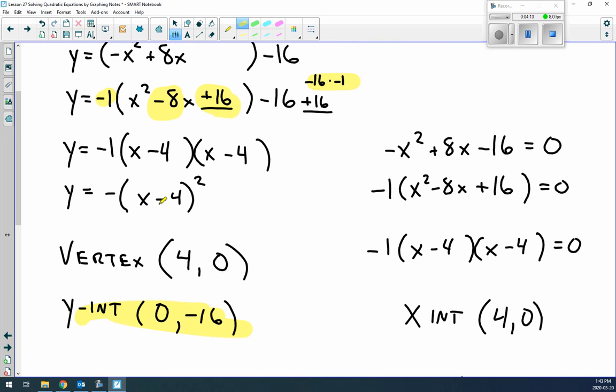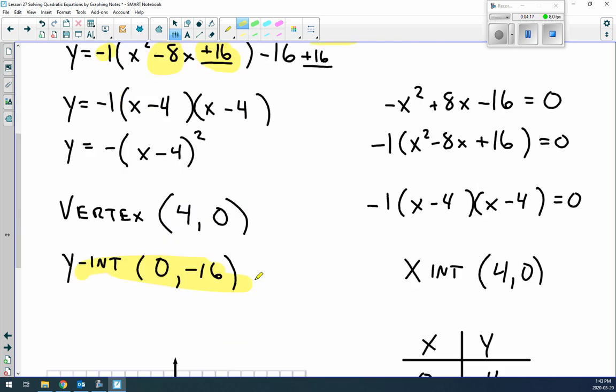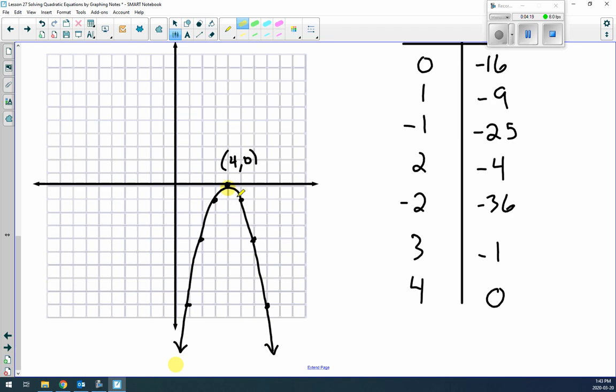And we can look at that. What do we plug in there to make that 0? 4. So our vertex is 4, 0. Look at the graph. Oh, yeah, 4, 0. So that actually happens to be the x-intercept and the vertex. Sorry, the graph should be going through that point. It just didn't show up very well on here.